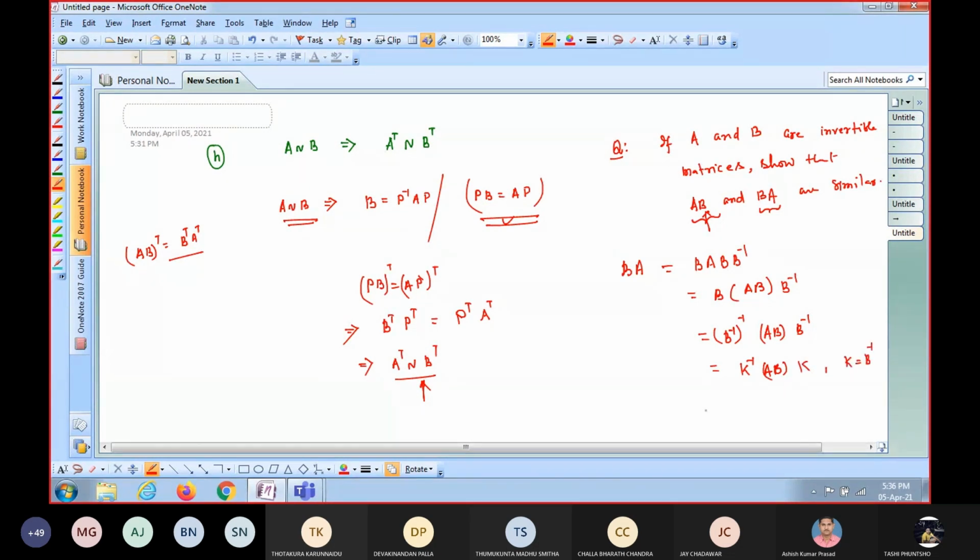From this, AB is similar to BA. Right? Alright, so these are the properties associated with similarity. Now, shall we solve some problems related to this similarity?